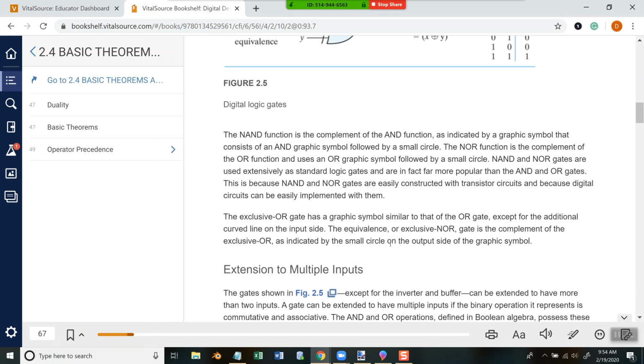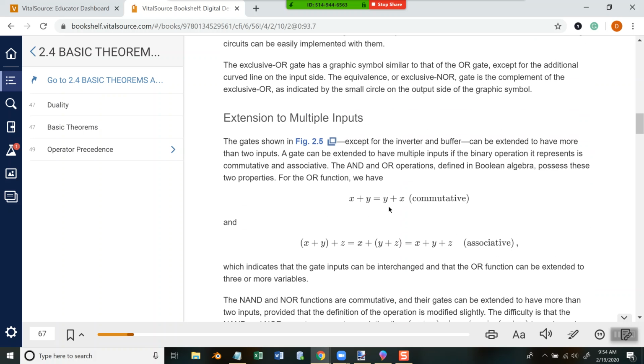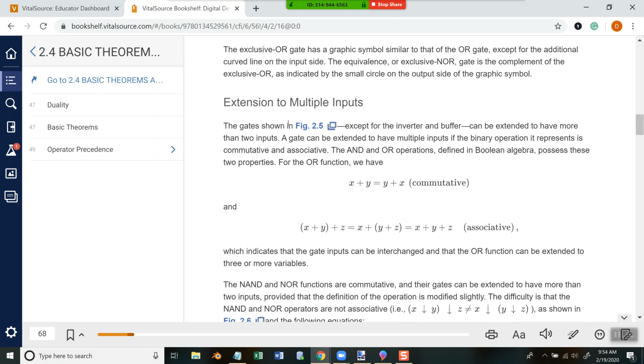And that's just talking about what we just talked about. Now, if you got more than 2 inputs, gates shown in figure 2.5, except for the inverter and buffer, can be extended to have more than 2 inputs. The inverter and buffer only have 1 input coming in, so you can't extend it to more than 2.